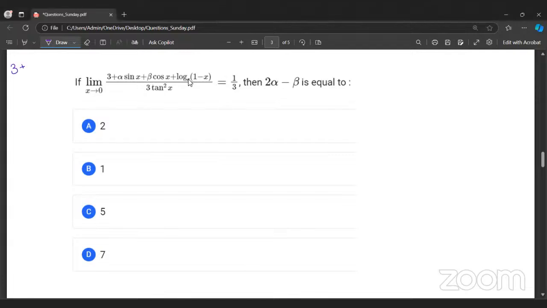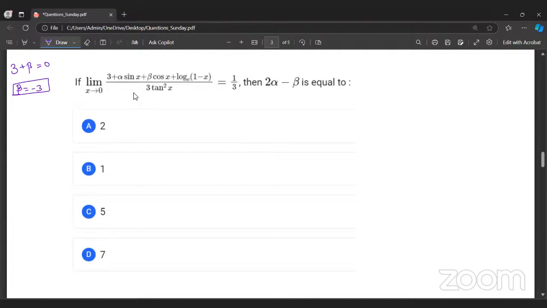So 3 plus alpha times 0, alpha times 0 is 0, plus beta into 1 plus ln of 1. What is ln of 1? Natural log of 1 is 0. Great. So 3 plus beta is equal to 0, so I got my value of beta directly as -3.